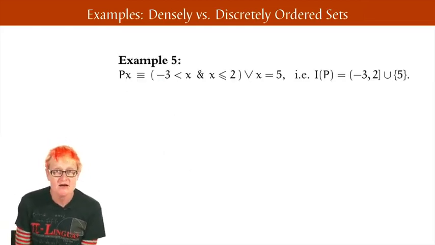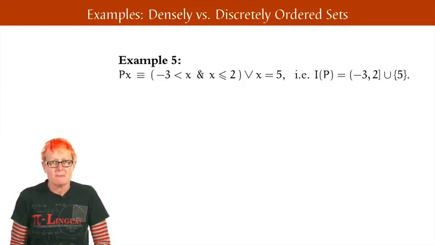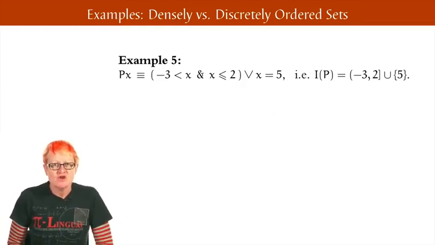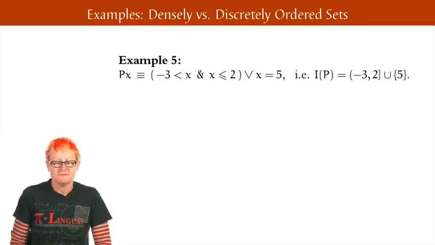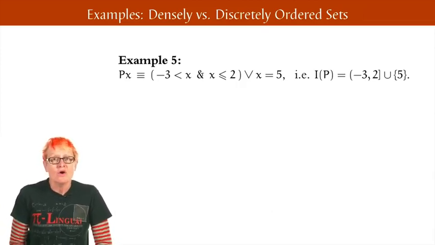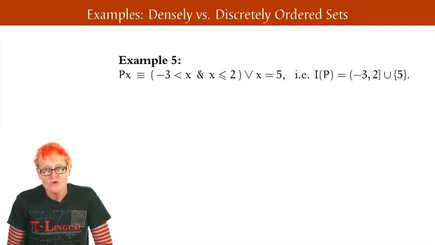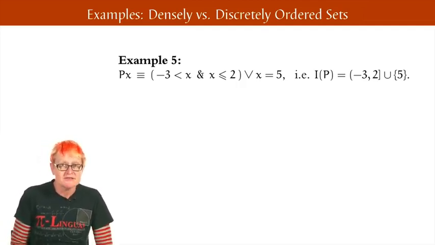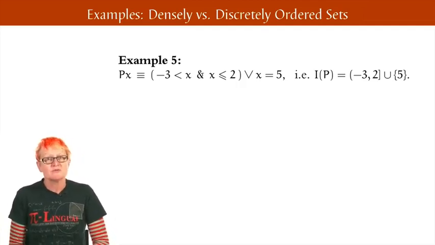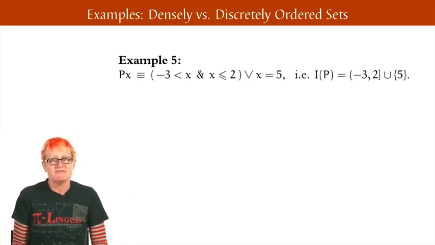Before we get to an exercise for you, one more example to illustrate another extreme. This one is the union of a real interval and a size 1 set disjoint from the interval. On its own, the real interval is densely ordered, and on its own, as we've seen already, a size 1 set is both densely ordered and discretely ordered. But what happens when we put them together using the disjunction in the defining predicate?